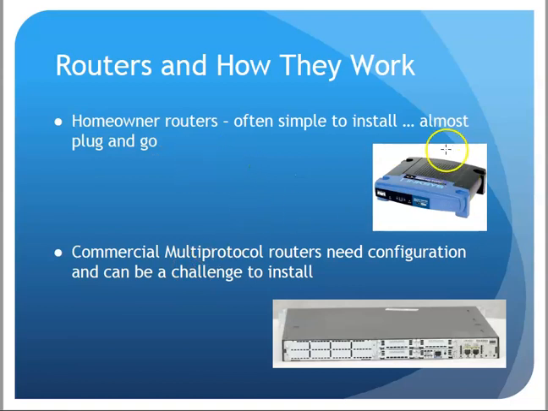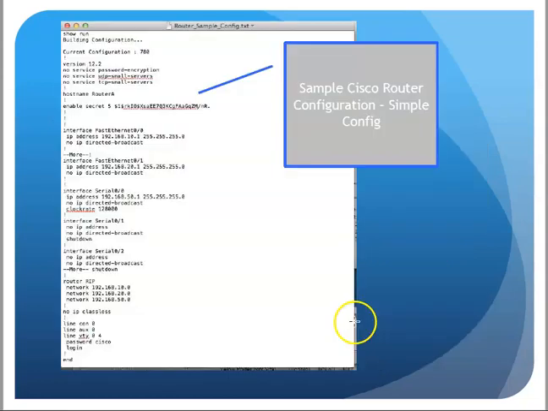Our homeowner routers that we have at home are usually kind of plug and go. I plug it in and I might browse in and do a couple settings, but it's usually point and click a couple things to change some settings. Our commercial multi-protocol routers like we have in our lab room are going to require us to literally console in and write a series of commands to get it to do certain functions. And we'll end up having configuration files with a variety of things in there that we're turning on and configuring.